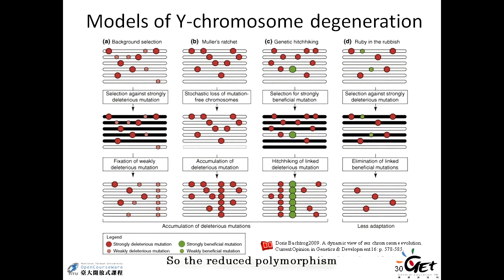So the reduced polymorphism in the nearby region is more obvious than in the distant region. You can see the small red ones close to the green are fixed in the population. That's a neutral mutation. But a little bit distant from this region, you see some polymorphism. So that's also another mechanism for reducing polymorphism in the population.